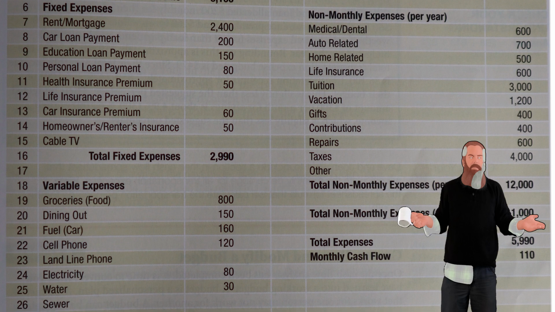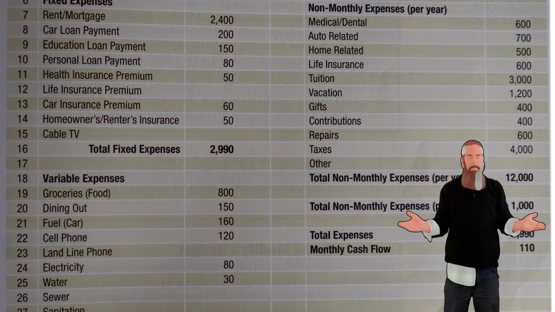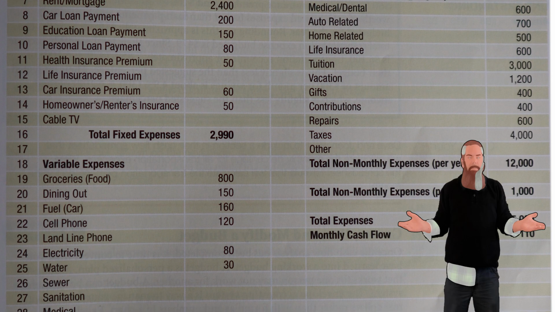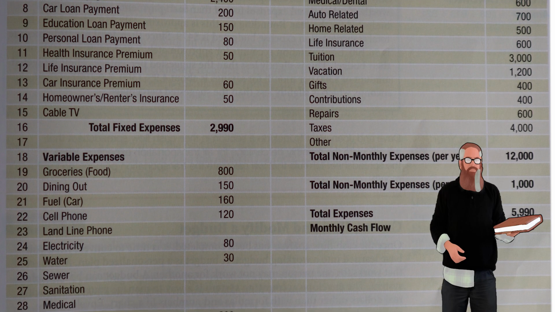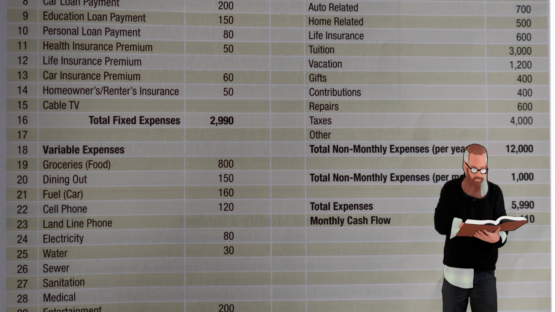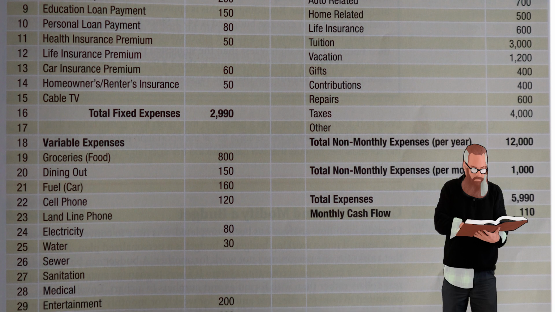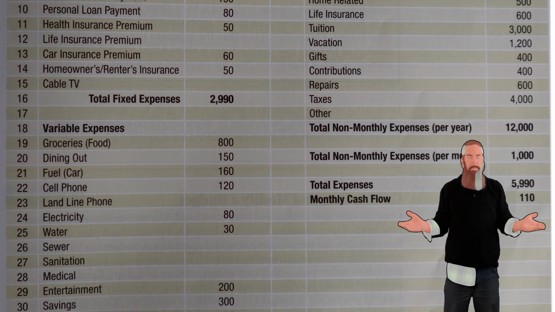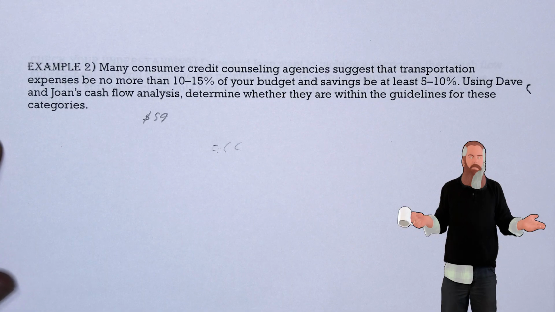Dave and Joan allocated $200 monthly to their car loan payment, $60 for their car insurance premium, and $160 for gasoline. They had $700 worth of auto-related expenses other than loan payment and insurance budgeted for the year. Rounding up, this is approximately $59 per month. The total transportation expense budgeted is $479.